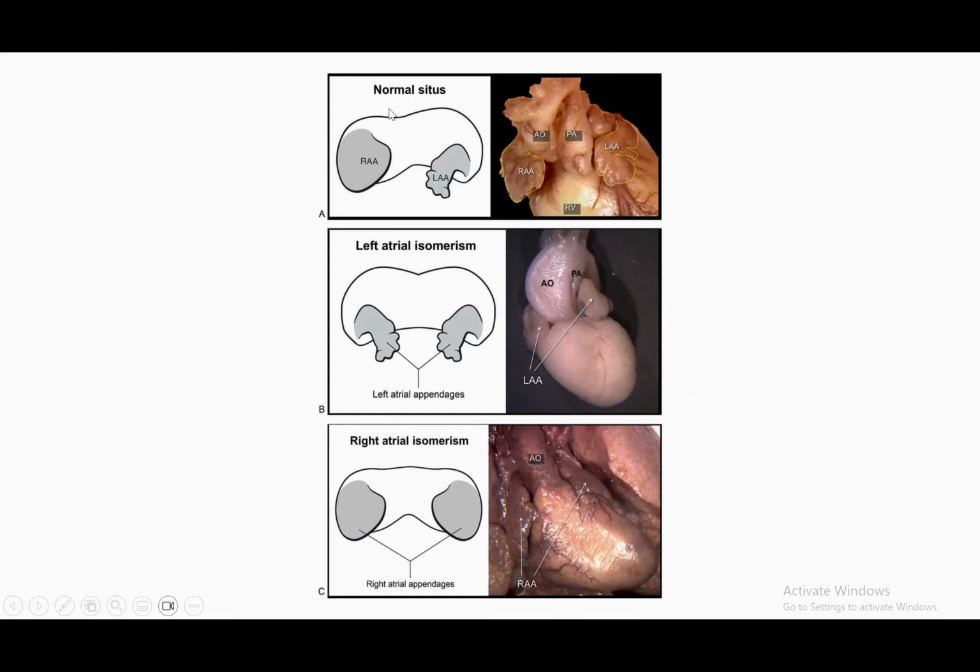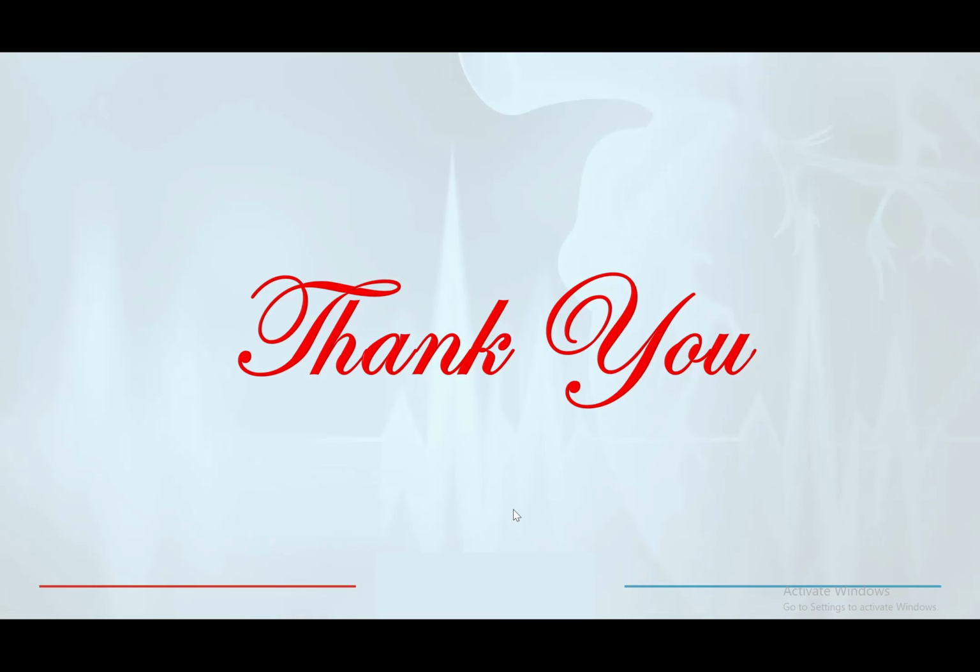This is a normal situs. The left atrial appendage has a narrow opening, and is long and narrow, but the right atrial appendage has a wide base. In left isomerism, we would have 2 left atrial appendages, and in the right isomerism, we would have 2 right atrial appendages. Thank you.